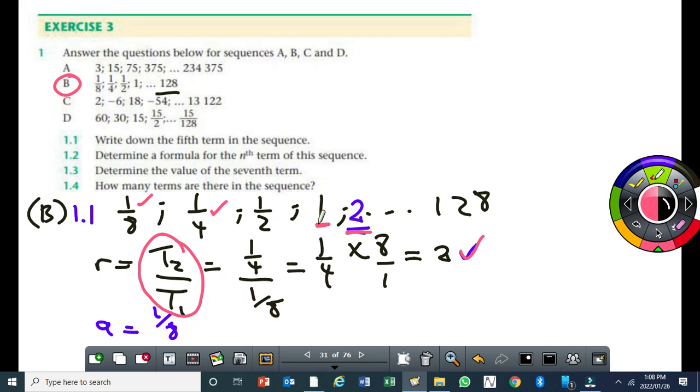Then 1.2 says, determine a formula for the nth term of this sequence. So we need to find a general term that we can use to calculate all the terms in the geometric sequence. To do that, we have to use this formula Tn equal to AR to the power of n minus 1. So you need to know the first term and the common ratio. Our first term is given as 1 over 8. We found the common ratio, it's a 2.